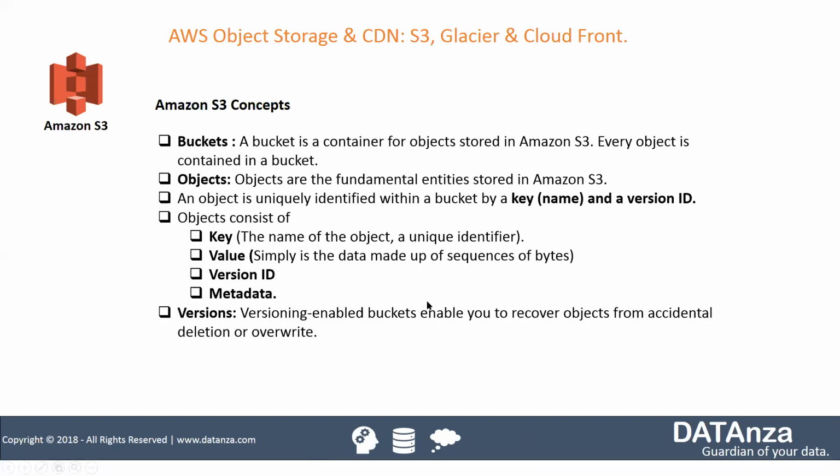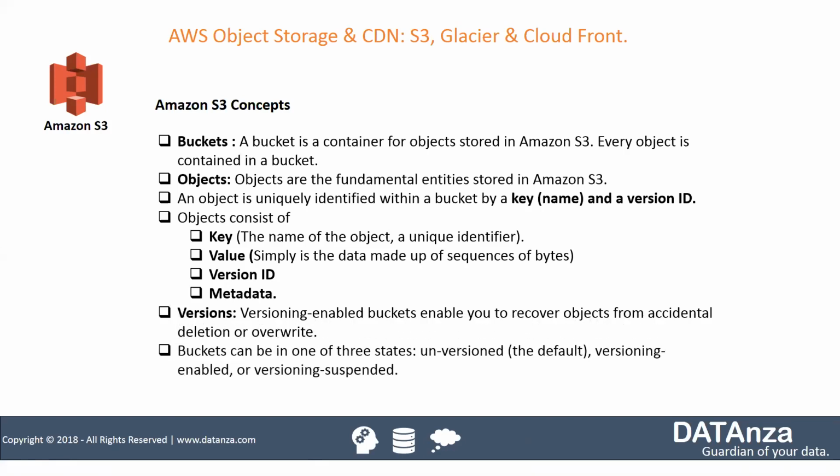So these are a few basic concepts we discussed about what Amazon S3 is. Few concepts: buckets, objects. An object consists of key-value pairs, a version ID, and metadata. So now you can understand where this version ID comes from. You will have different versions whenever a change happens to your file.